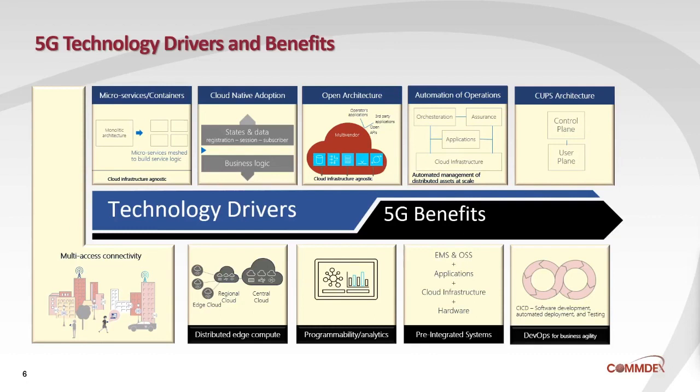Let's look at the technology drivers for 5G and the associated benefits. In the software landscape, there are two main drivers. One, the shift in software evolution to microservices, and two, the implementation of cloud technology. Software has evolved from monolithic to a microservices architecture. Let's take, for example, the AMF. This is the access and mobility function in 5G.